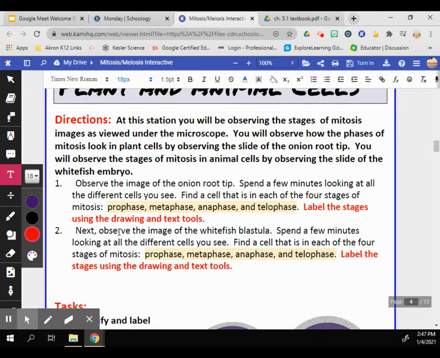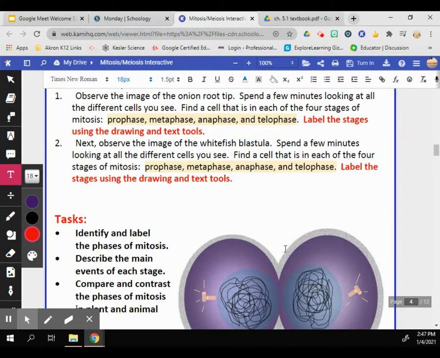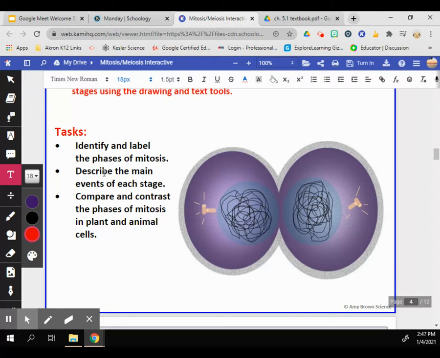And then you're going to observe, number 2 here, observe the images of the whitefish blastula. Spend a few minutes looking at all the different cells that you see and find a cell that's in each of the 4 stages, prophase, metaphase, anaphase, telophase, and label using your text and drawing tool. So here's your tasks. Identify and label the phases of mitosis. Describe the main events of each stage, and you'll do that on the answer sheet.